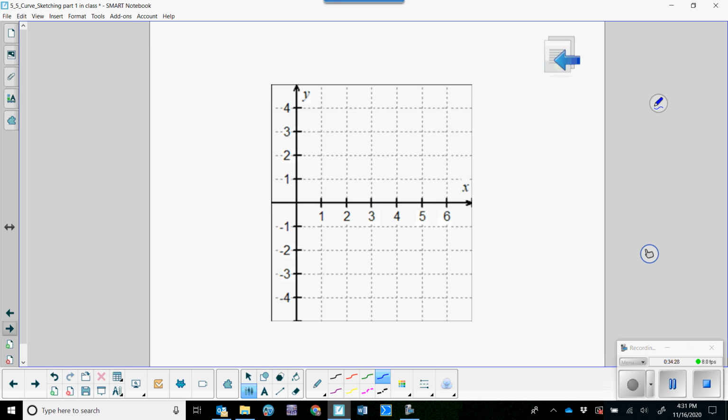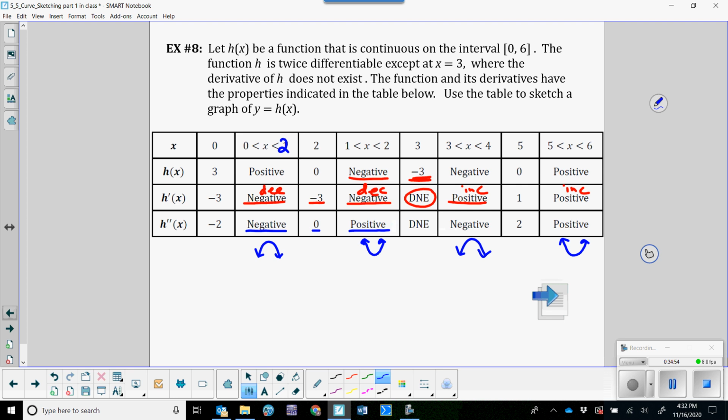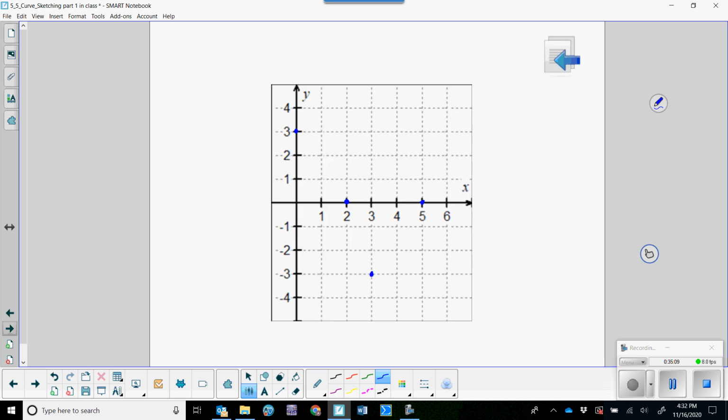So we know that we have a point at (0, 3), because that's given in the table. We know that we have a point at (2, 0). We know that at 3 we have -3. And we know that at 5 we have 0. Those are points right in the table. And then we know from 0 to 2, oh, and I guess there's a mistake on this slide. Yours may be right. That's supposed to be a 2 there. I thought that was a little weird. And then this should be 2 to 3. I don't know if that's what yours says or not, but that's what it should say.